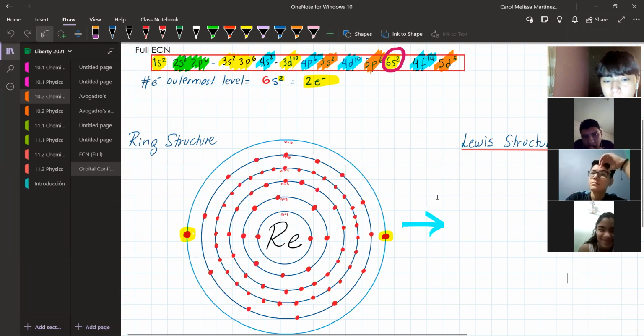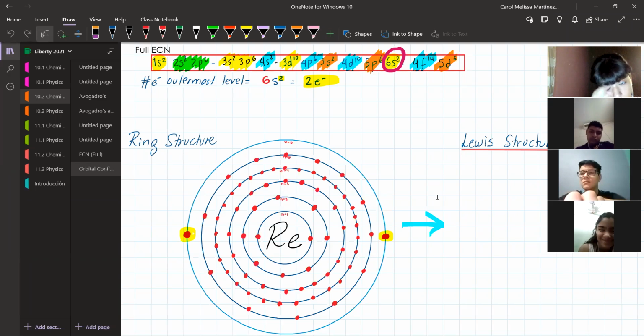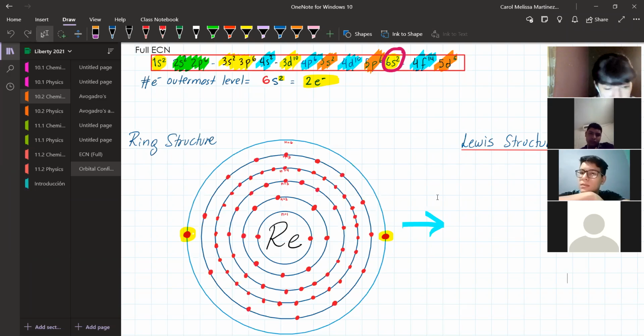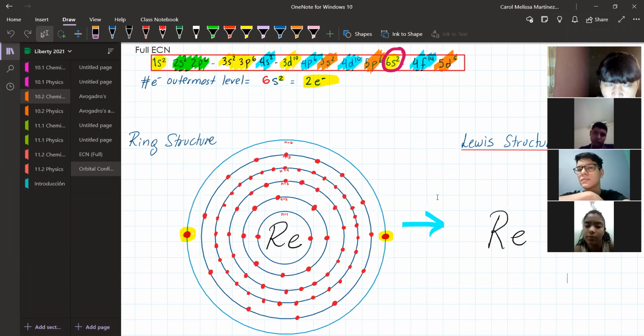Now from this comes the Lewis structure. Pay attention because this is the most difficult step. In the Lewis structure, what you need to do in the first place is write the element symbol. And then you have to put the electrons that you have in the outermost level. There are just 2. These 2, you're going to put there. And voila. That's the Lewis structure. I told you it was the very difficult step.